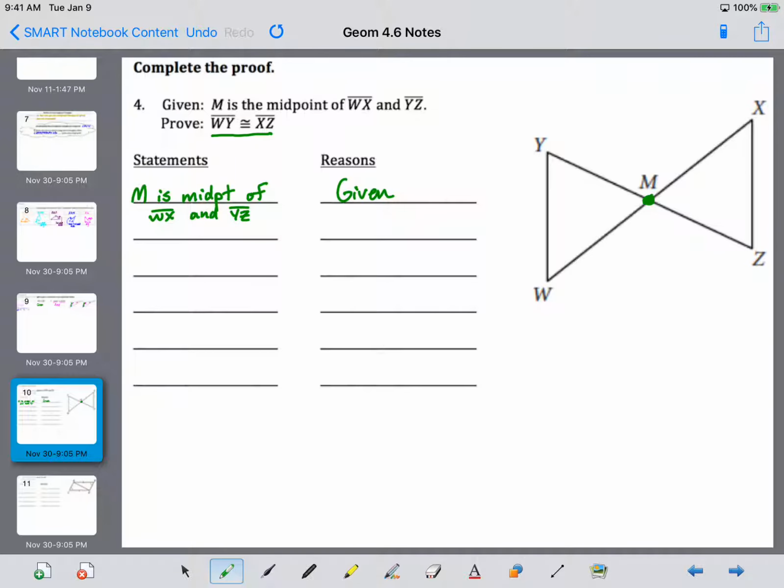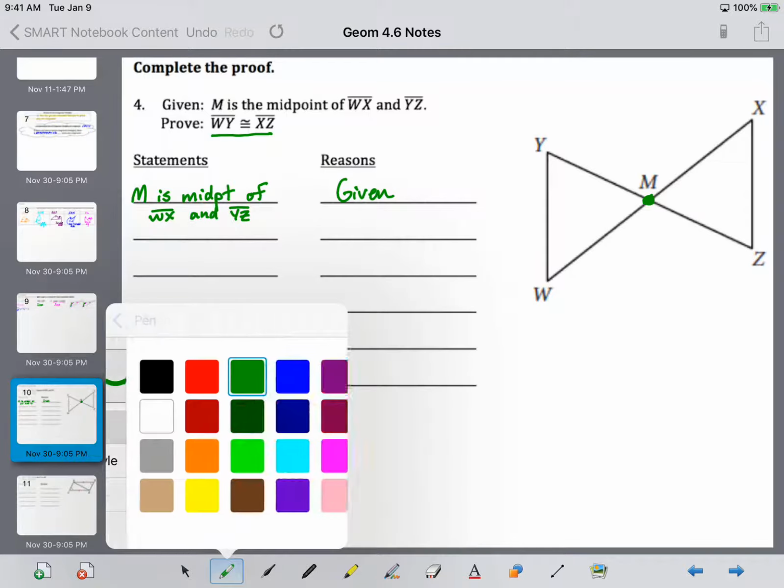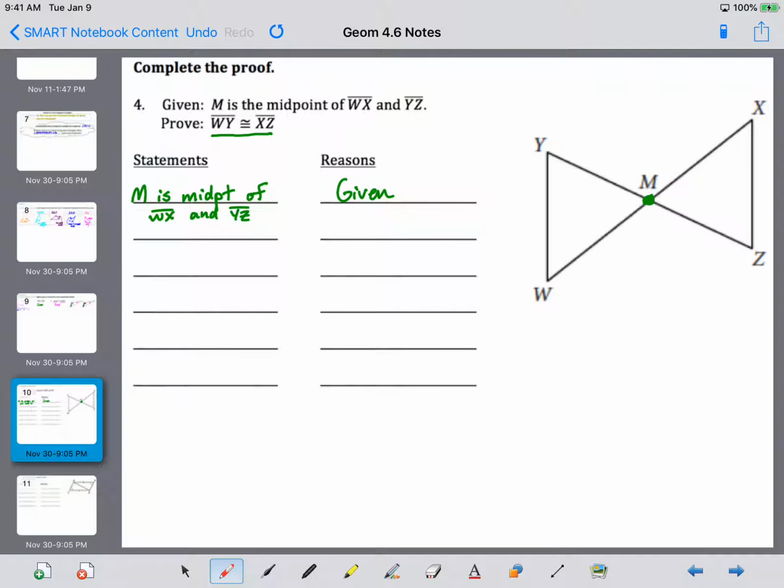All right, well, if that's true, let's take a look at what we could say next. If M is right in the middle of WX, that means WM has to be the same length as XM. So let's say that WM is congruent to XM, and that is simply the definition of a midpoint. It makes two congruent segments.